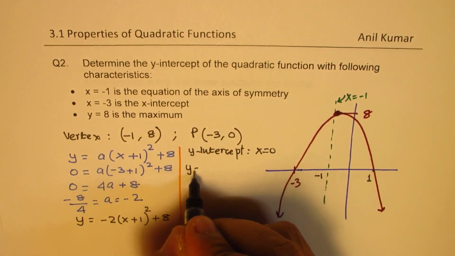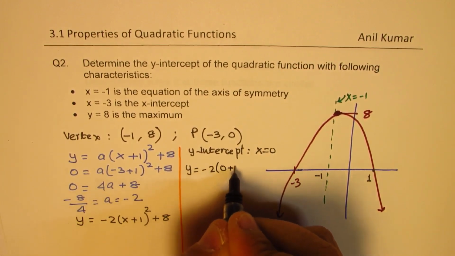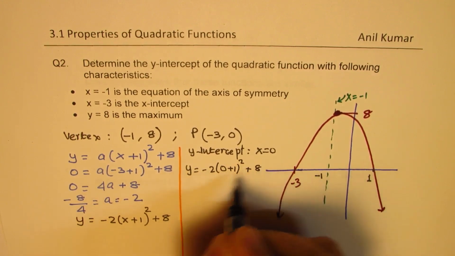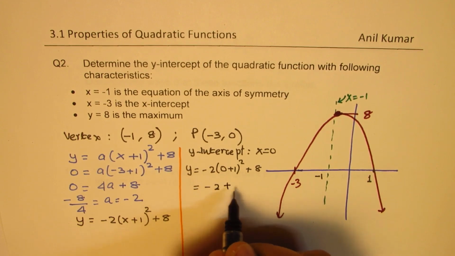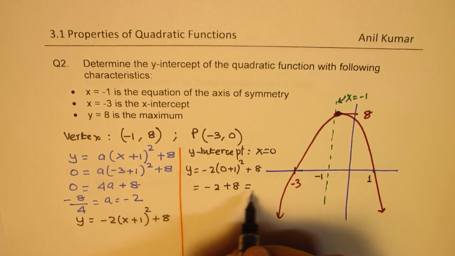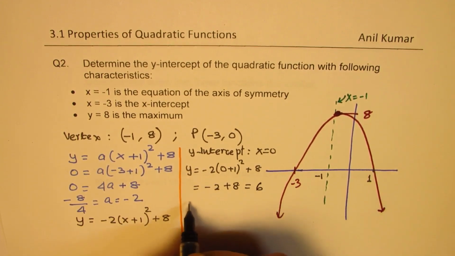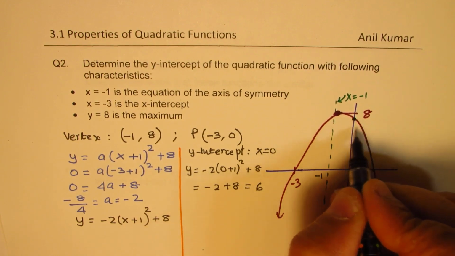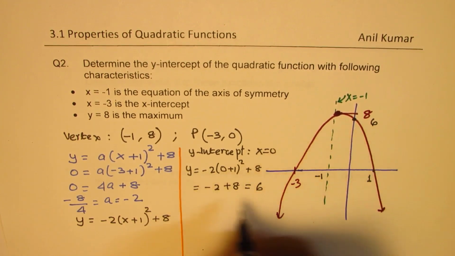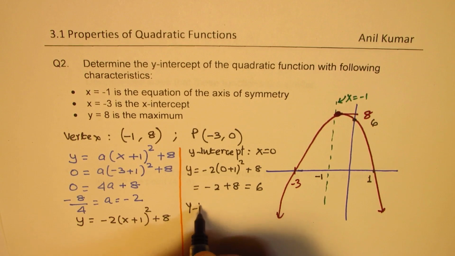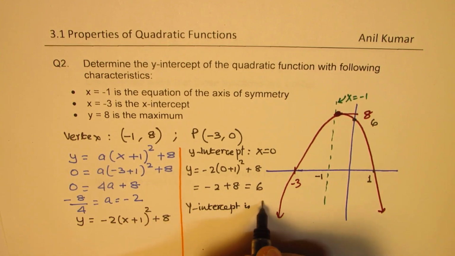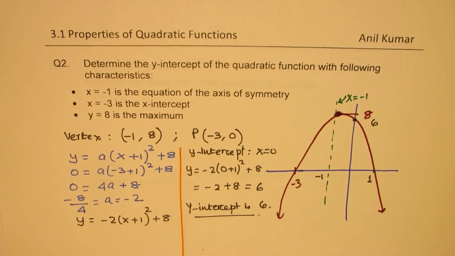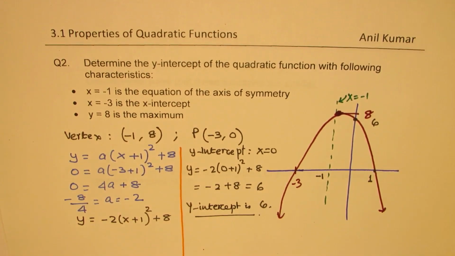So we get y equals -2 times (0 plus 1) whole squared plus 8, which is -2 times 1 squared, that is 1, plus 8, and that gives you the value as 6, right? So the y-intercept here, this point, is 6. Clear? So therefore you can write that the y-intercept is 6. Correct? So that is how we can answer this question.